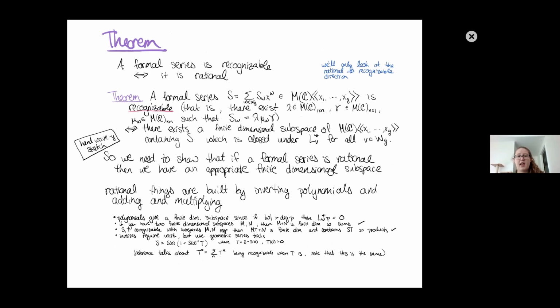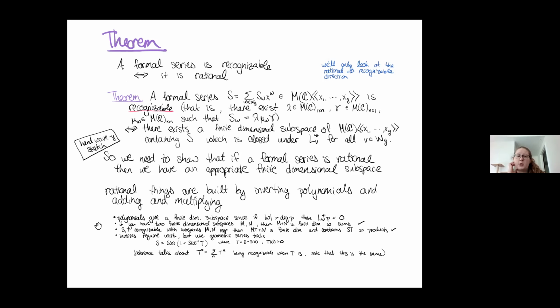Then we also have that our formal series, so a regular function, is recognizable if and only if it's rational. So you can have this descriptor realization if and only if you've got a rational function to start with. We'll be using basically that theorem that we just hand waved our proof through. We're saying, all right, we need a finite dimensional subspace. So if a formal series is rational, then we have an appropriate finite dimensional subspace. I'm only showing one direction of this equivalence.